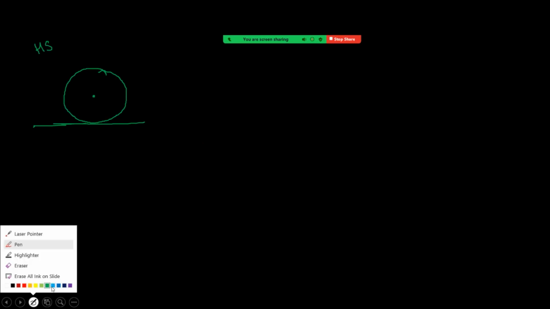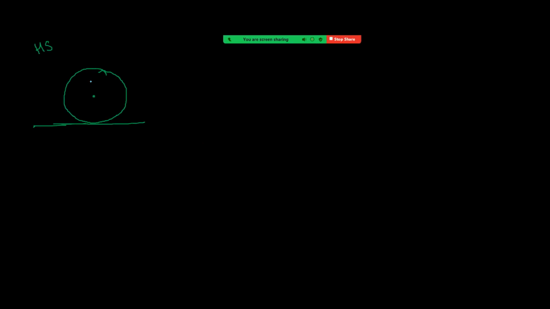A hollow sphere is placed on a smooth surface, a frictionless surface, and a tangential force F is applied at the highest point. We want to calculate the distance moved by the center of the sphere by the time it completes one rotation. Let us see.